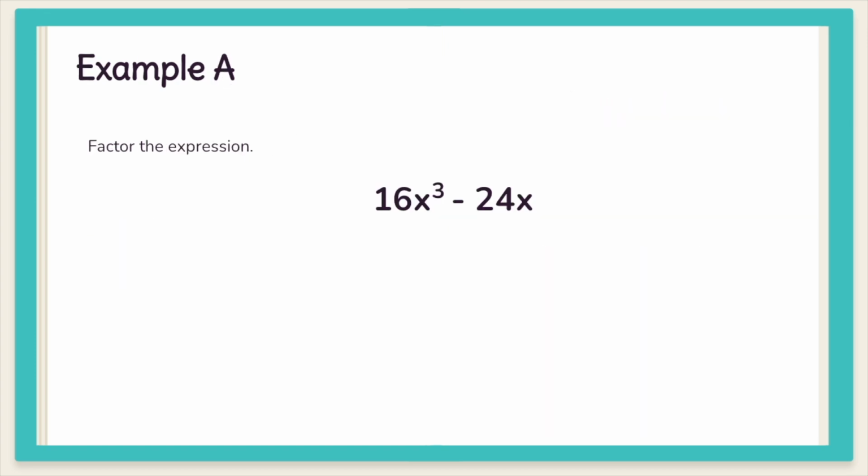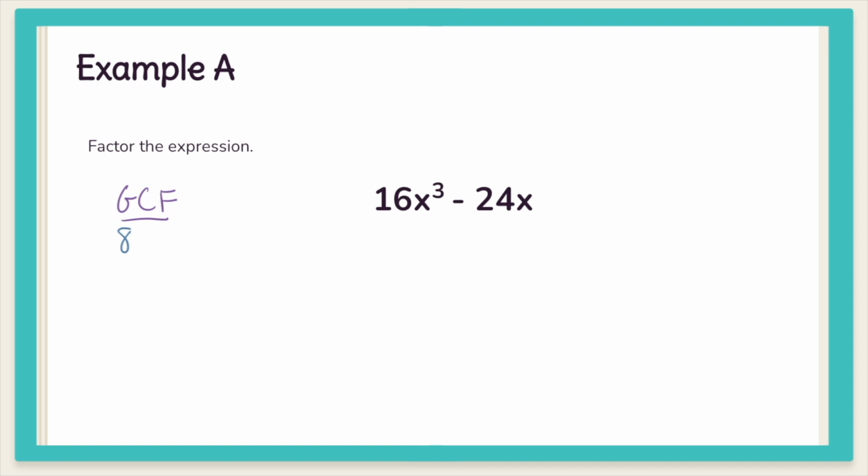All right, here we are with example A where we're going to factor our expression. Now we're going to use our greatest common factor. So we're going to look for our GCF, the biggest number and variable that we can pull out of all of our current terms. So I've got 16x to the third and negative 24x. I'm first going to look at my numbers and I can see that I've got 16 and 24. So I'm going to look for the biggest number that I can pull out of both 16 and 24, which is going to be 8.